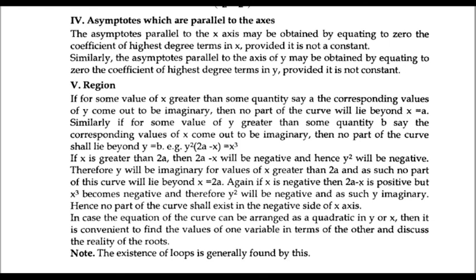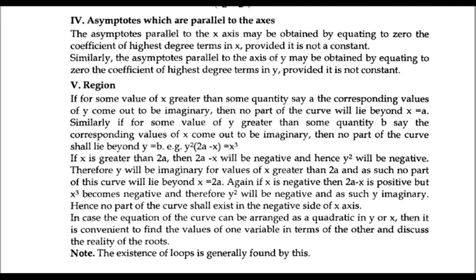If you put x greater than a, and this y turns out to be imaginary, then the curve cannot lie beyond this line. Similarly, for some value of y greater than some quantity b, suppose y is equal to b, the curve lies up to y is equal to b. If you take a point y greater than b, and you find x to be imaginary, then no part of the curve lies beyond y is equal to b.